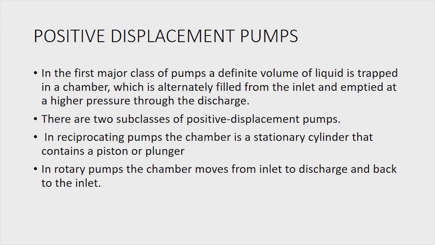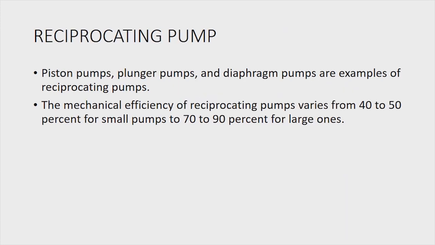For reciprocating pumps, examples are the piston pump, plunger pump and diaphragm pump. These are chosen in order of pressure: for a low pressure of 50 atm we choose a piston pump, for pressure up to 1500 we choose a plunger pump, and for up to 1000 atm and more we can choose a diaphragm pump.